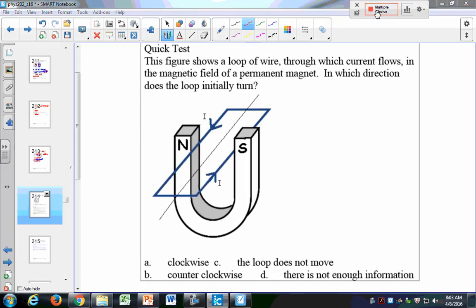Here I have a permanent magnet, and there is a loop of wire that's allowed to rotate about this axis. There's a current flowing in this direction. I want to know what direction this loop will initially turn. Will it move clockwise, counterclockwise, or not move at all, or is there not enough information? Now remember, magnetic fields run from what pole to what pole? North to south is right. So my magnetic field in this case is running in the plus I direction, or plus X direction. So what is the direction that this loop will turn? Initially, at least. We'll talk about that.